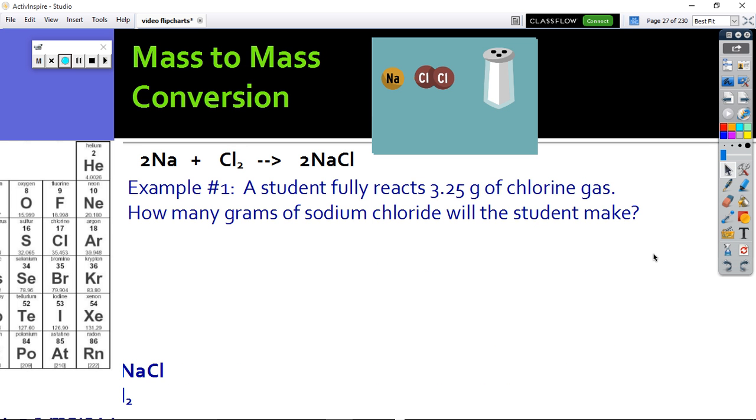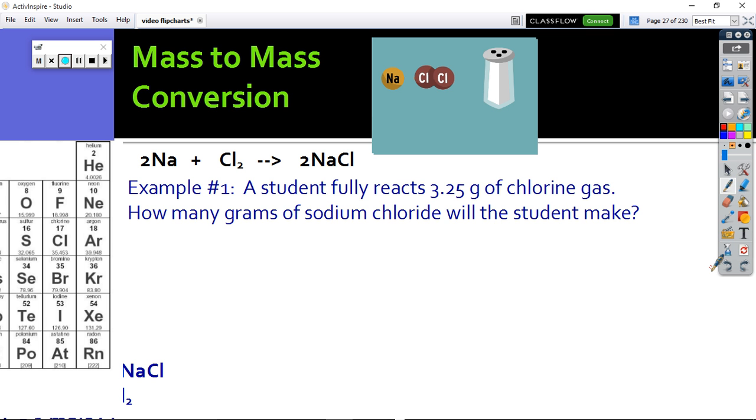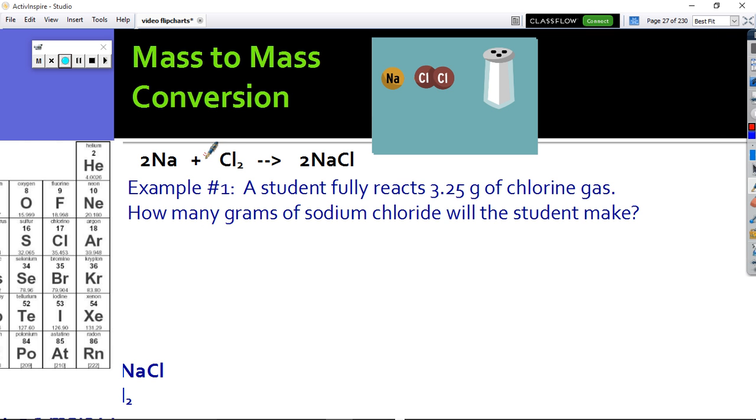We have the same balanced chemical equation we had in the last video, and in this one, a student fully reacts 3.25 grams of chlorine gas. How many grams of sodium chloride will the student make? So in other words, we have 3.25 grams of chlorine, and we want to find out how many grams of sodium chloride.